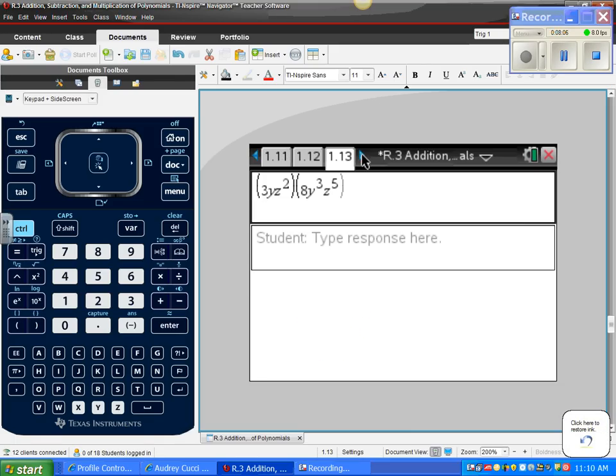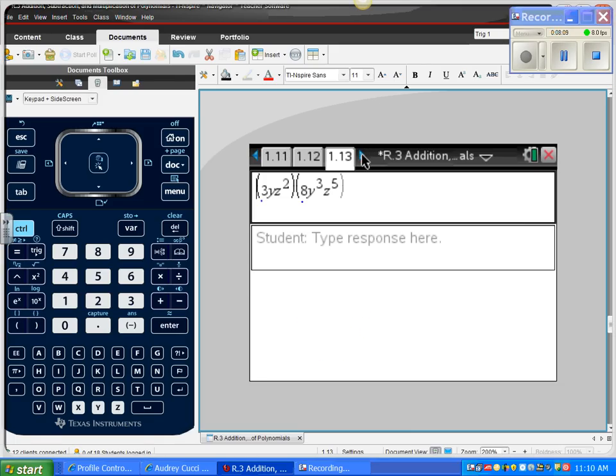Okay, so let's try one. We've got 3 and 8. Those are your coefficients. Gives us a value of 24. y and y cubed, y to the 4th. Remember, that has an exponent of 1. z squared, z to the 5th, z to the 7th power. And there you go. 24y to the 4th z to the 7th power.